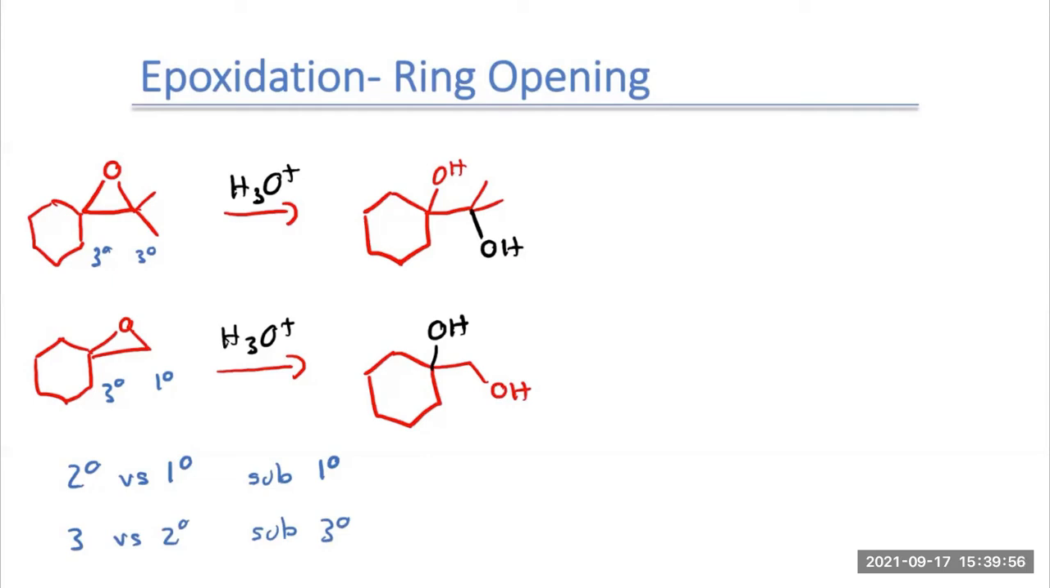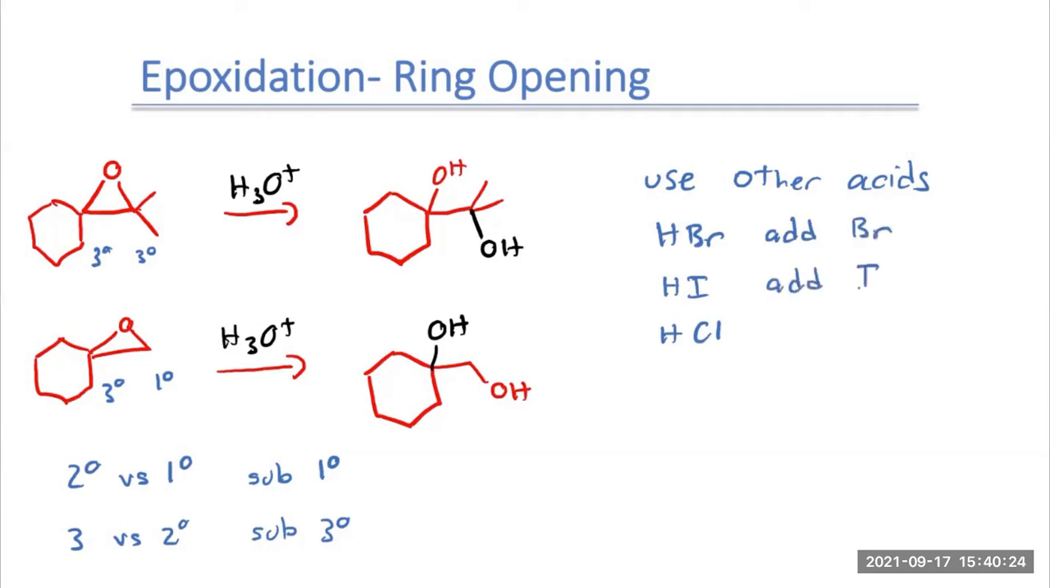But we can use one other thing. We can use other acids. We don't just have to use H3O+. So we can use HBr, or we can use HI, or HCl. What will happen when we use these other acids, instead of adding a water, we can add a bromine, or we can add an iodine, or we can add a chloride. So we can use some other acids besides water, and we can add different things.